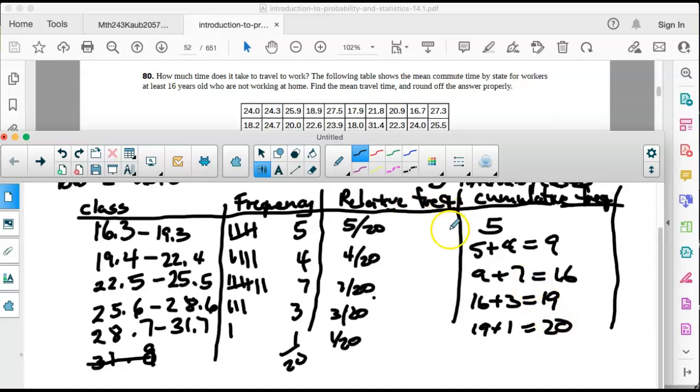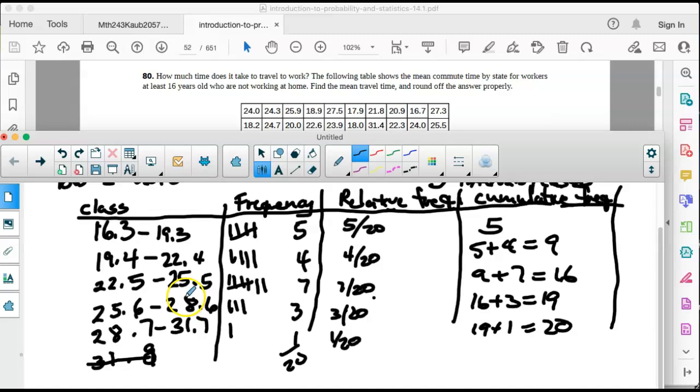Okay, now the classes: we have 5 classes here. This is the first class, second class, third class, fourth class, fifth class. This is the lower bound of the first class. This is the upper bound of the first class. This is the lower bound of the second class. This is the upper bound for the second class. The upper bound for the last class is 31.7. The lower bound for the last class is 28.7. Okay, so that tells us what we're doing there.